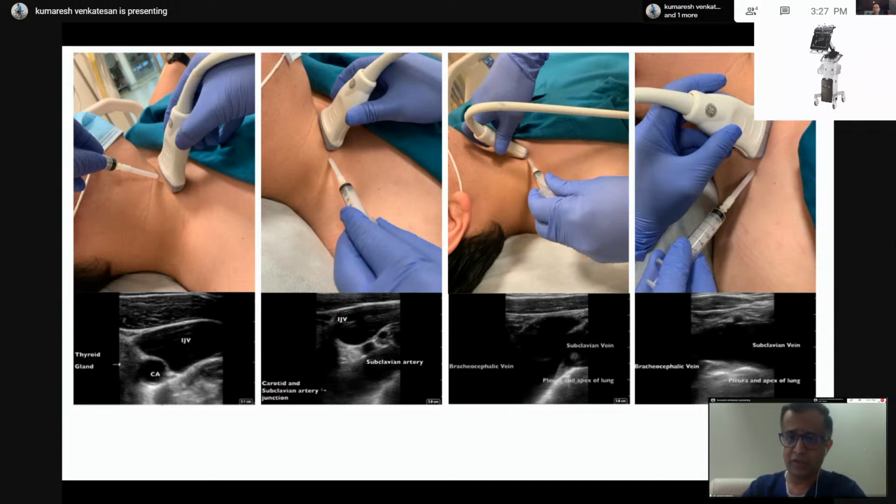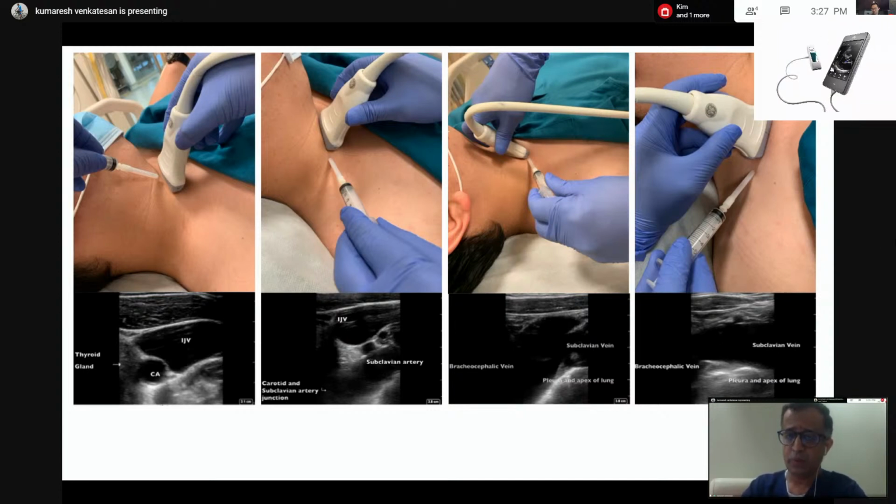And then if you tilt the probe so that it's now looking almost at the foot of the patient, you start to see this confluence of the internal jugular joining the subclavian vein, which then continues as the brachiocephalic vein. And this view is quite useful, especially once you have inserted the guide wire, to confirm the guide wire. We'll talk about it in the later slides.